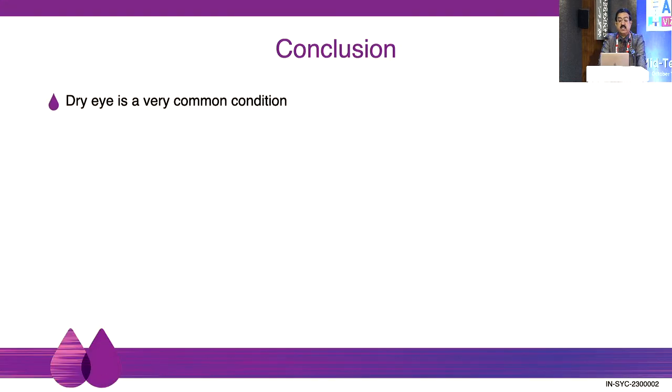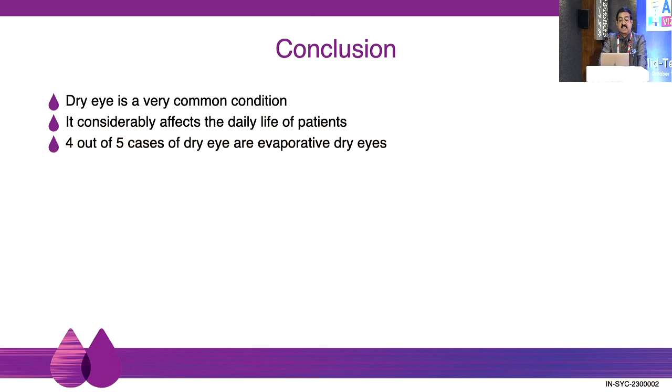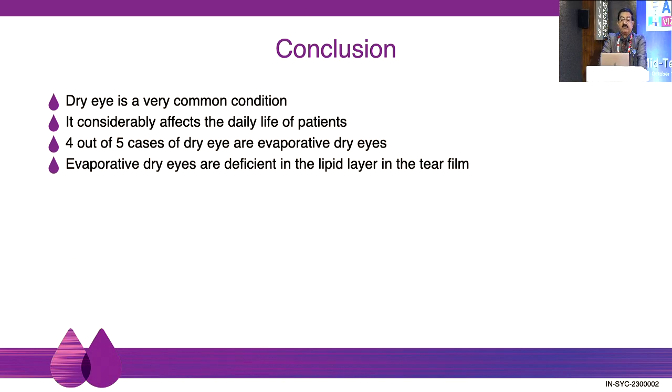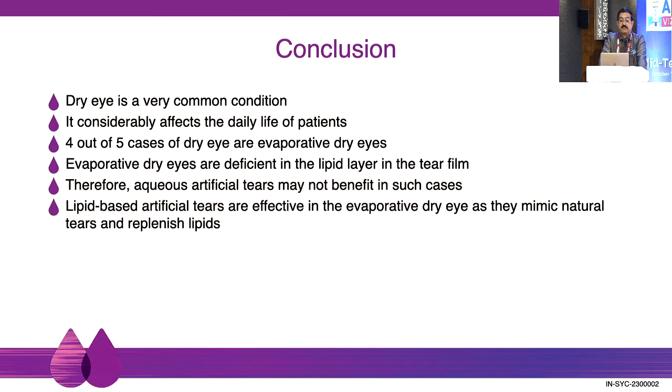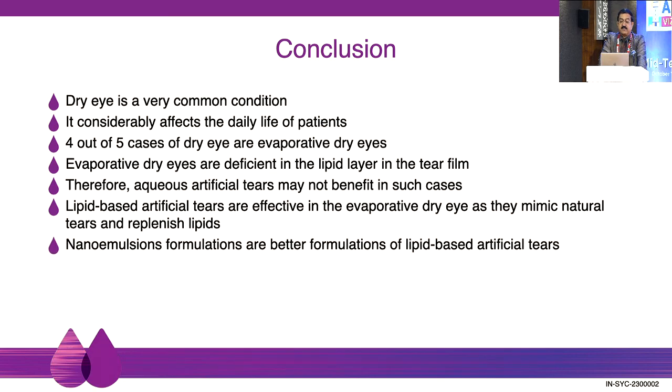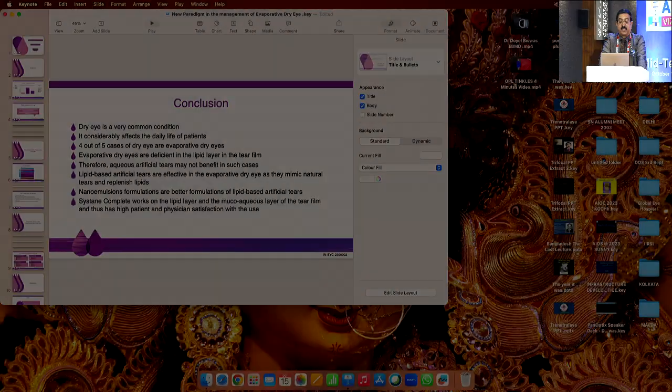So in conclusion, dry eye is a common situation. It considerably affects and badly affects the daily life of the patient. 4 out of 5 cases of dry eye are evaporative dry eye, and the deficiency of the lipid layer in the tear film is what the evaporative dry eye is because of. The artificial tears which are effective in evaporative dry eye mimic the natural tears and replenish the lipids. Nano-emulsion formulations are definitely important.